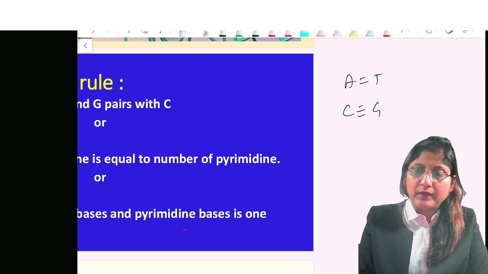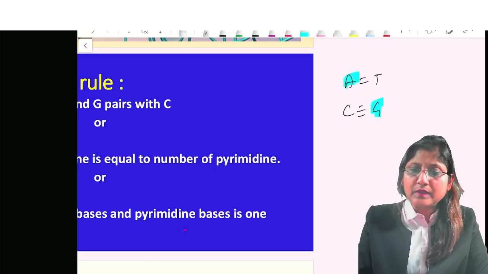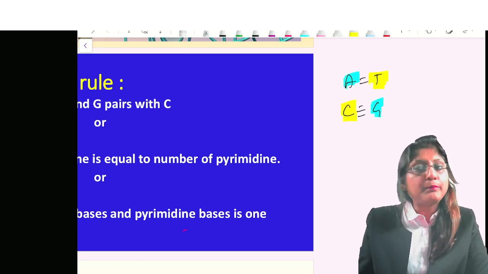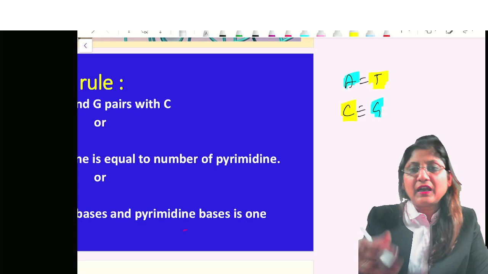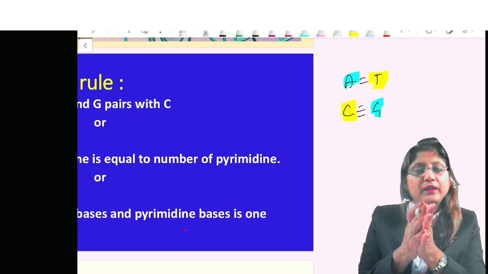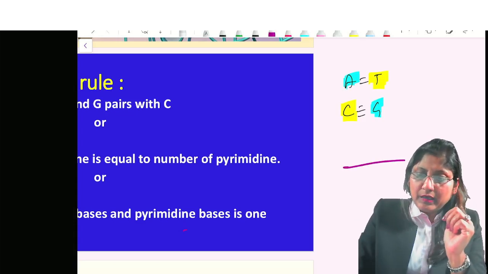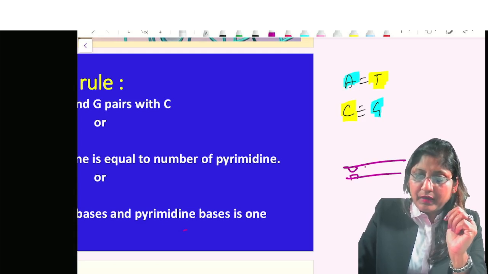And as I already told you, adenine and guanine, they are purine bases. And you can see they are always going to pair with pyrimidine bases. Thymine and cytosine, they are pyrimidine bases. So Chargaff said that adenine is always pairing with pyrimidine. So in any double-stranded DNA, when bases are pairing, they will always pair in this fashion.